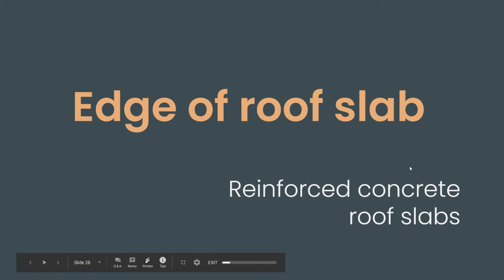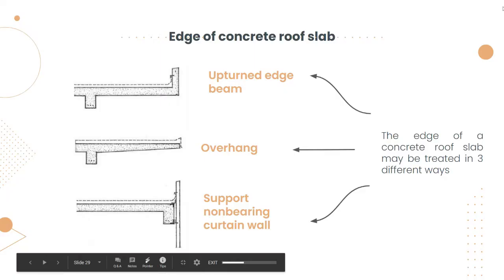Next, we have the edge of roof slab. For reinforced concrete roof slab construction, the edge of a concrete roof slab may be treated in three different ways. The first one is upturned edge beam, then overhang, and the last one is for the support of non-bearing curtain wall.